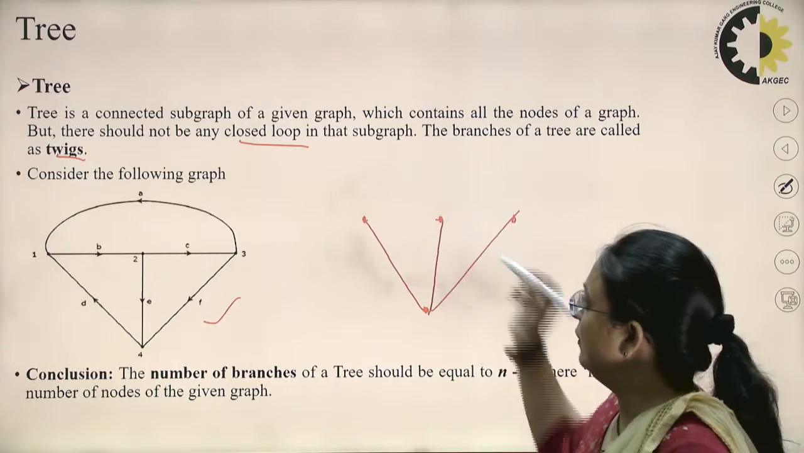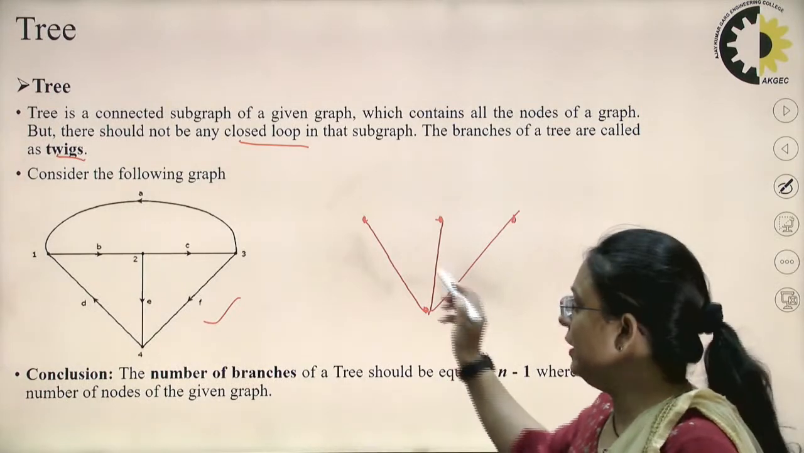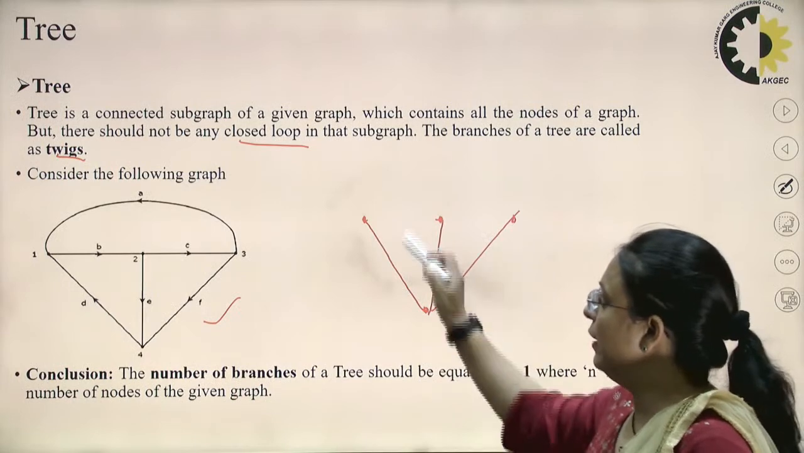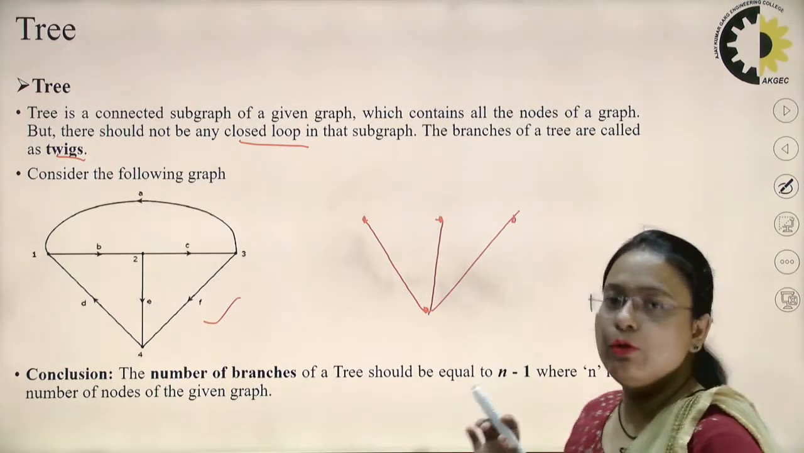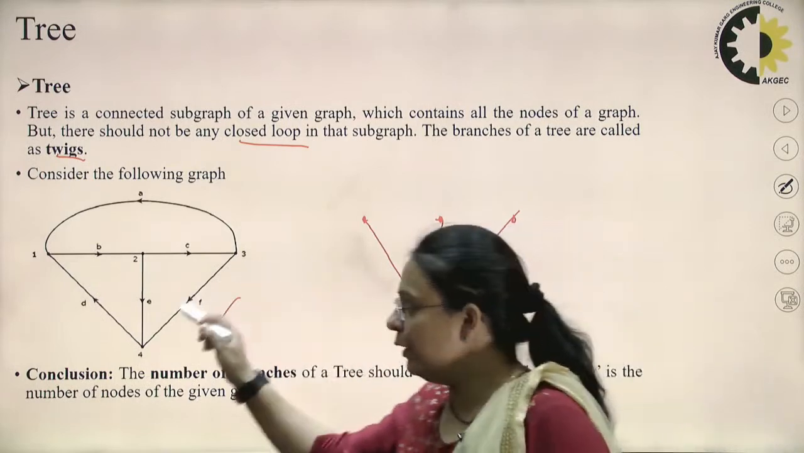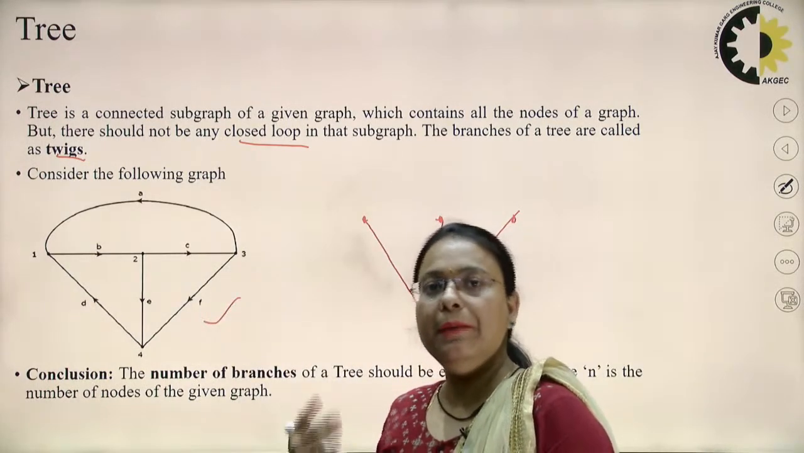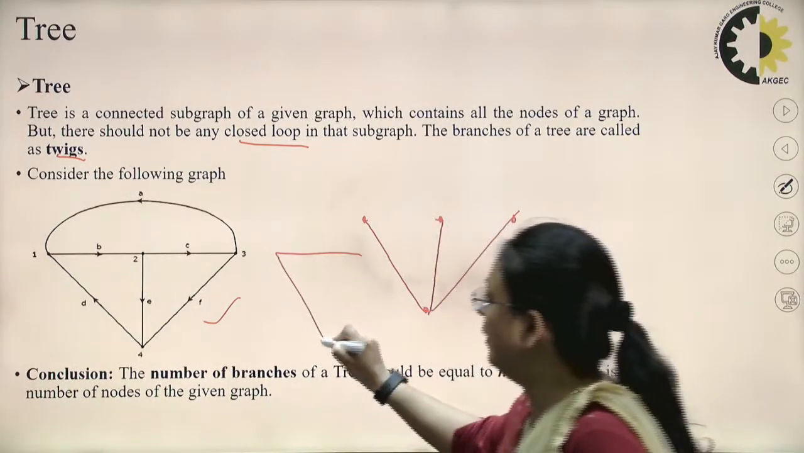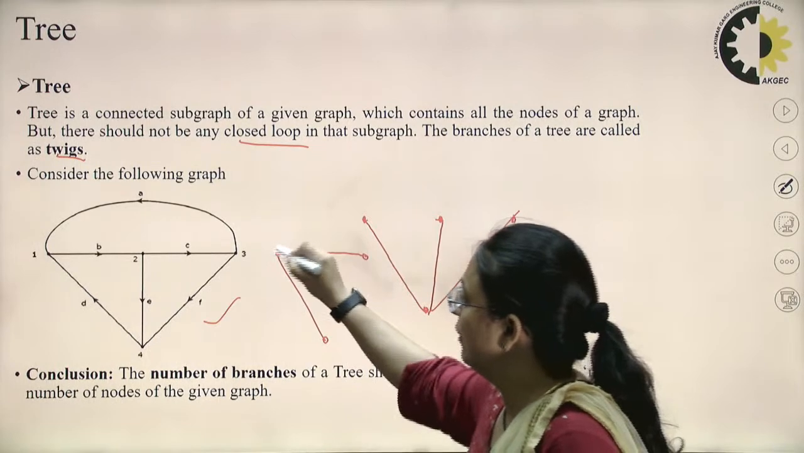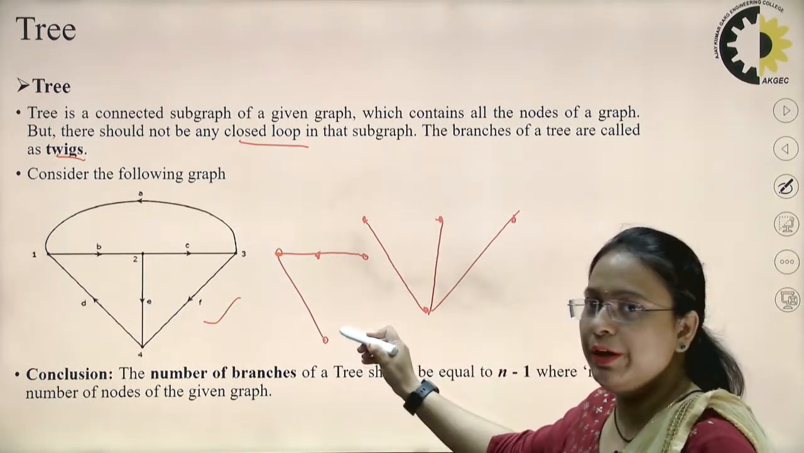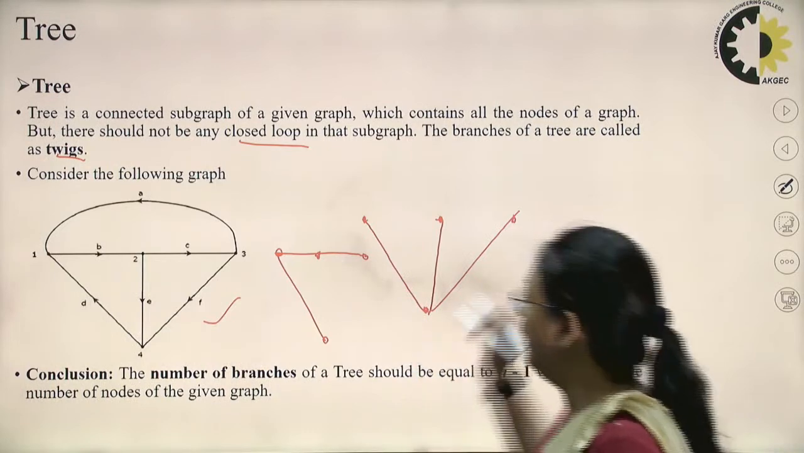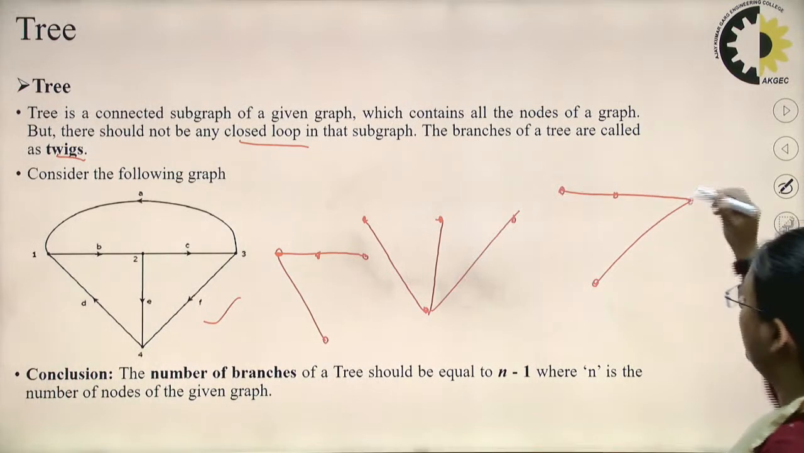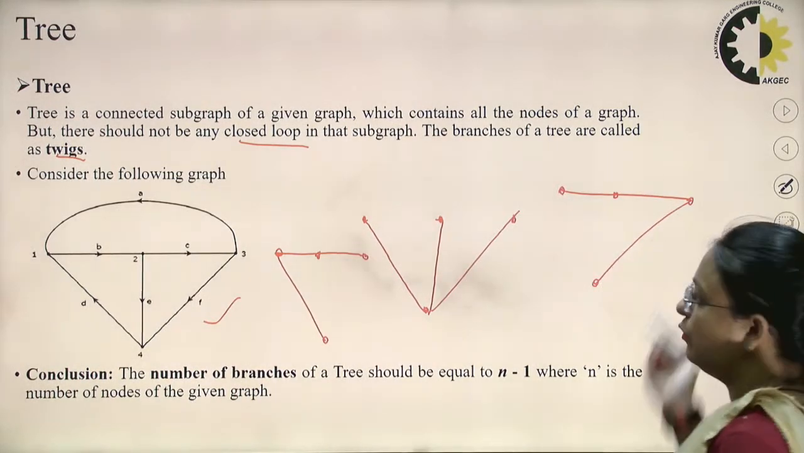I have selected this as a tree. You can see both my conditions are satisfied here. It contains all the nodes and there is no closed loop, right. And from a given graph there could be many trees. I can also select this tree, you can see, it also includes all the nodes and there is no closed loop, right. And I can also select this one. It also includes all the nodes and there is no closed loop, right.